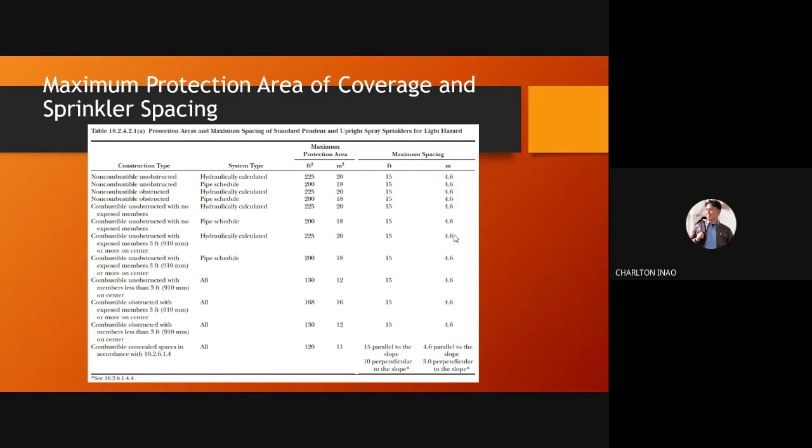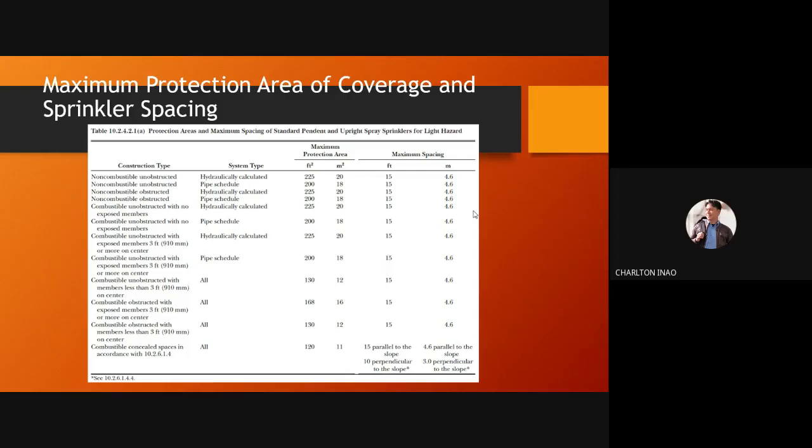Ano naman yan? Maximum protection area of coverage and sprinkler spacing. Ito po, sir. Yan natin tinatanong kanina, di ba? Opo. Yan ba yung mga spacing? Opo. Protection area, maximum, minimum. Medyo maliit ang spacing. Depende sa area, opo, sir. Depende din po sa space.